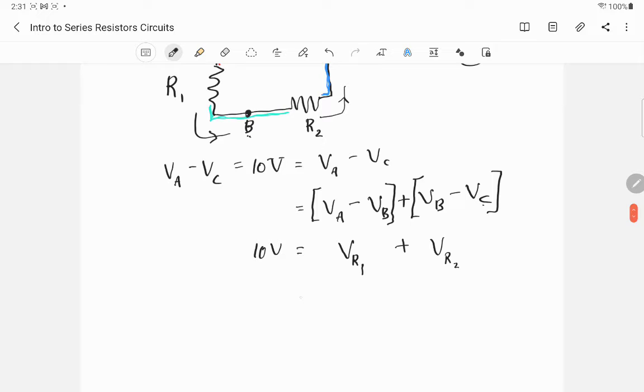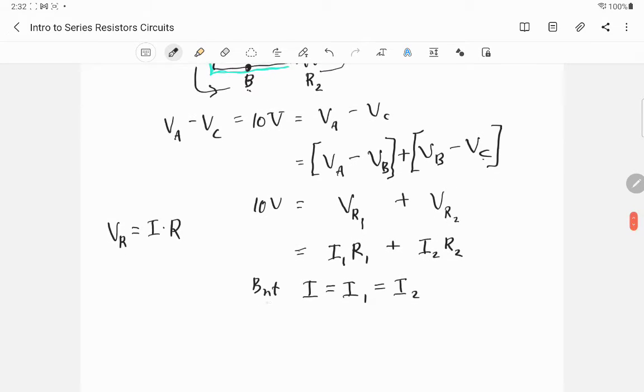So what's interesting about this is the voltage across a resistor is equal to the current through the resistor times the resistance of that resistor. So this voltage right here is the current through resistor 1 multiplied by the resistance of resistor number 1 plus, so this one is all the details for resistor 2. But the current is all the same, right?